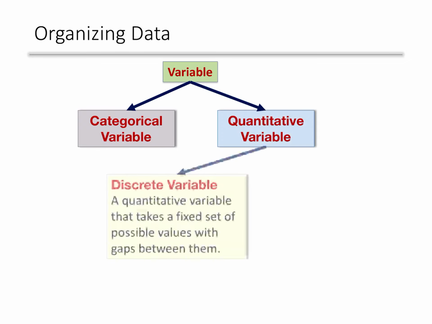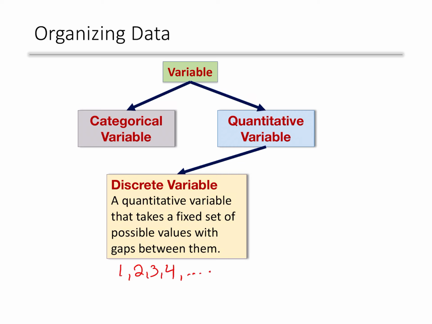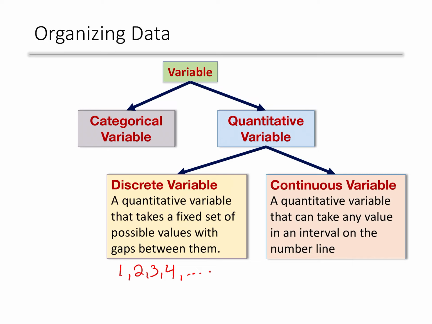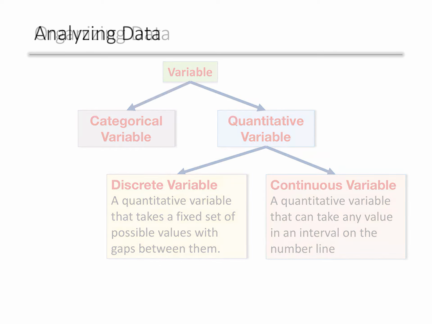Categorical is just categorical. Quantitative, we can have what we call a discrete variable. This is a quantitative variable that takes a fixed number of possible values with gaps between them. So these are what we would call countable numbers. So you could have just 1, 2, 3, 4, and so forth. You cannot have fractions. You cannot have decimals. It has to be whole numbers. And then we have continuous variables, which is a variable that can take any value in an interval. So this could be any number. It could be a decimal, it could be a fraction, it can be anything. So you need to be able to know the difference between discrete and continuous.